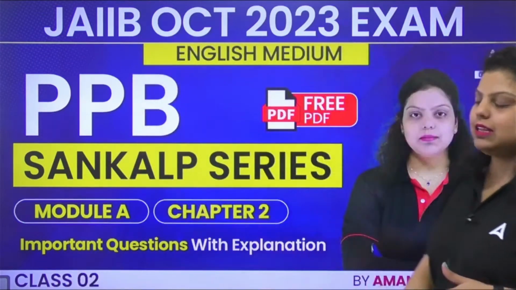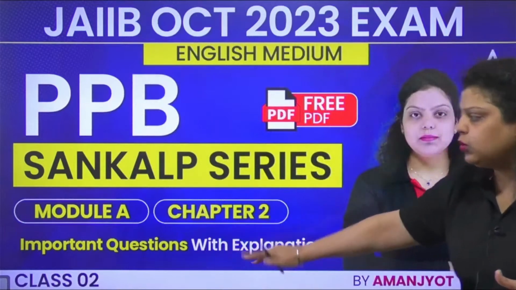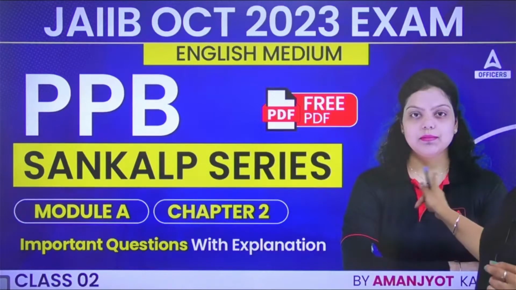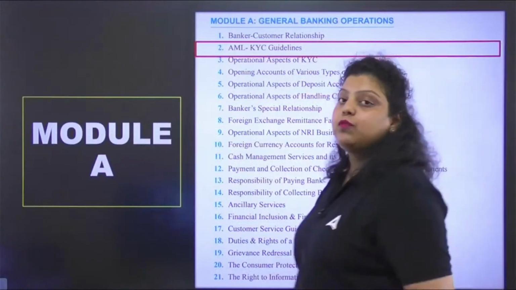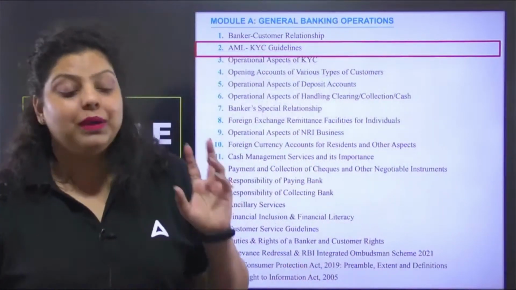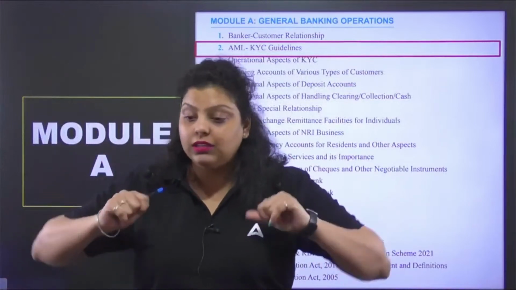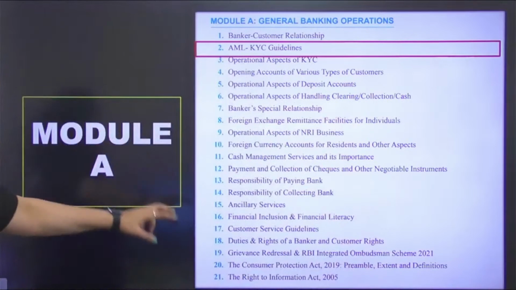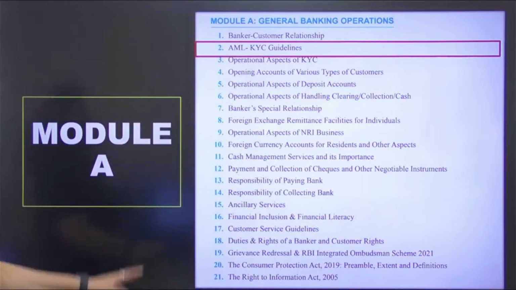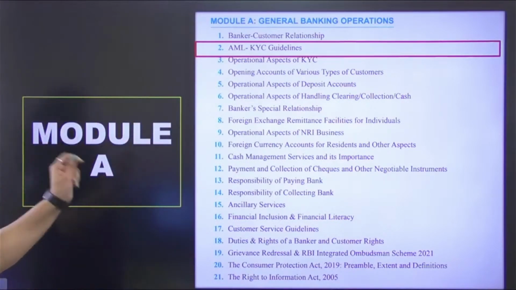Okay, so let's start. In today's session, we are going to cover chapter 2 of module A, because chapter 1, banker customer relationship, we have already discussed. In the PPB, we have 55 units. It has the biggest syllabus in comparison to all the other subjects. 55 units are there in the 4 modules. Module A covers 21 units, and today we are going to cover the second unit, AML KYC guidelines.